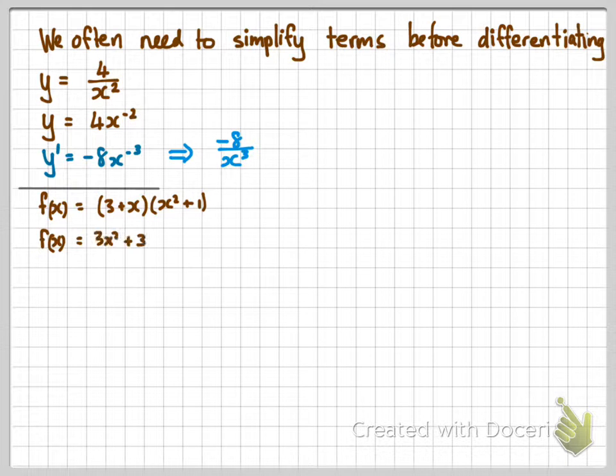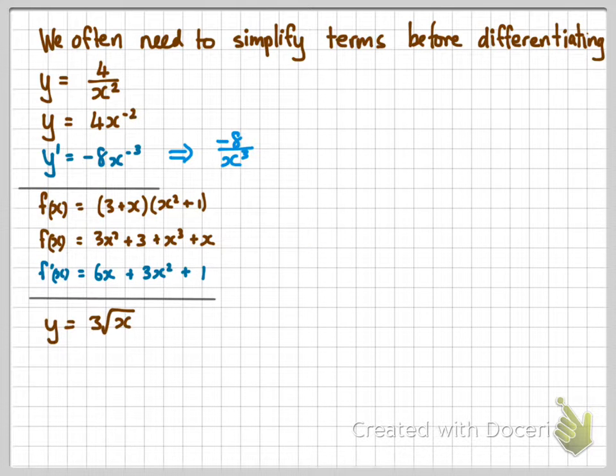expand that out by FOILing. Here I've multiplied the second bracket by 3. Then I multiply the second bracket by x. Differentiate that, it gives you 6x. The 3 will disappear, a number goes down to 0. 3x squared plus 1. X goes down to a single term. 1x is the same as 1 times x to the power of 1. When we take 1 off the power, x to the power of 0 is 1, so it all disappears.